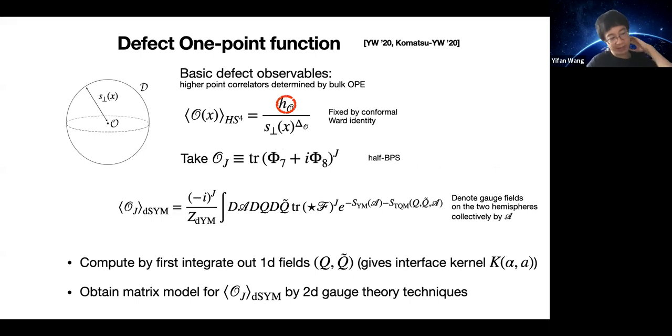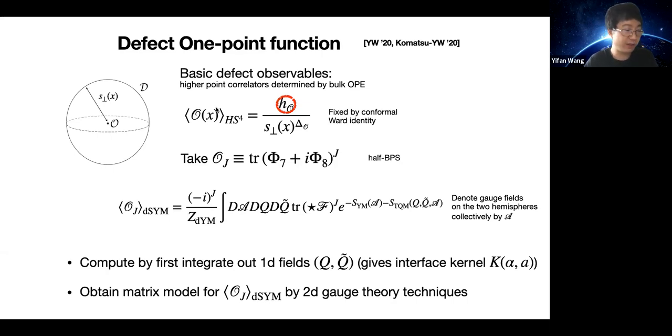So let's now apply this machinery to the case of the simple observable, which is the defect one-point function, namely the one-point function of some local operator in the presence of interface or boundary defect. These are rather basic structural constants because higher point correlation functions of local operators in the presence of interface or boundary defect can be determined from these basic structural constants by first taking OPE in the bulk and then expanding into these basic blocks.